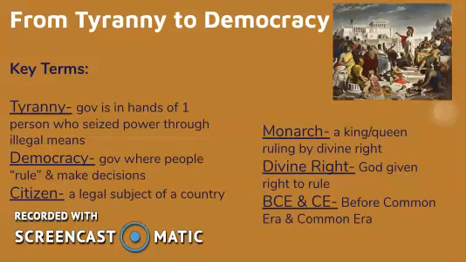A citizen is a legal subject of a country. Monarch is a king or a queen ruling by divine right. What divine right is, it's the God-given right to rule. So these people are chosen by God to rule. BCE and CE stand for Before Common Era and Common Era.